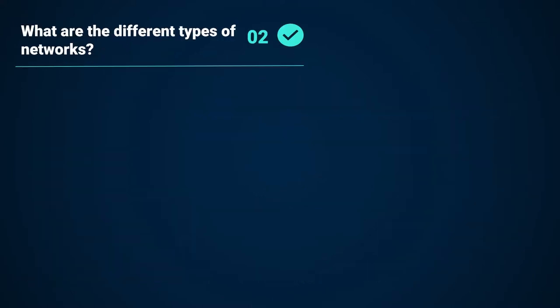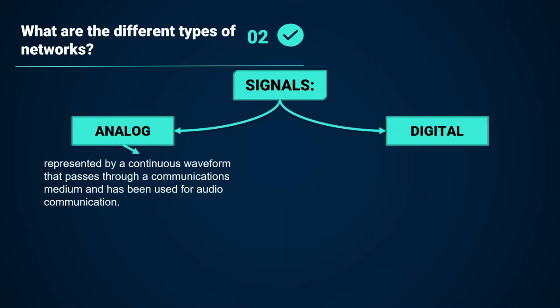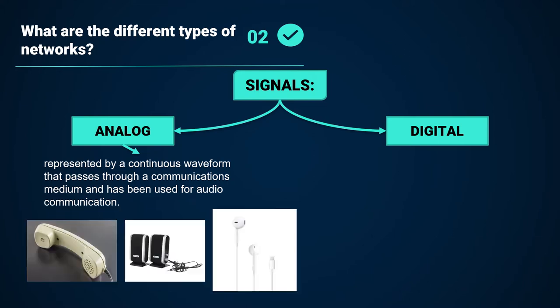So what are the different types of networks? There are two ways to communicate a message in a network. An analog signal is represented by a continuous waveform that passes through a communication medium and has been used for audio communication. The most common analog devices are the telephone handset, the speaker on your computer, or your iPhone earphone, all of which create analog waveforms that your ear can hear.